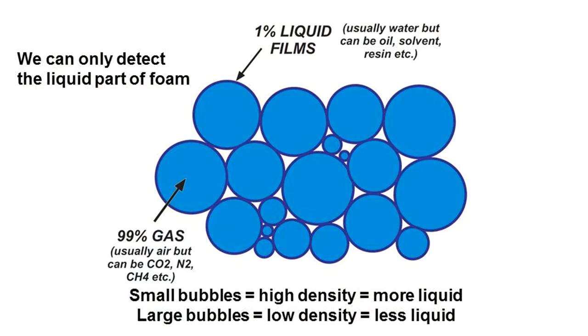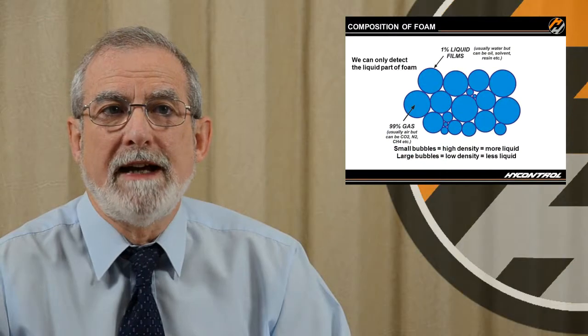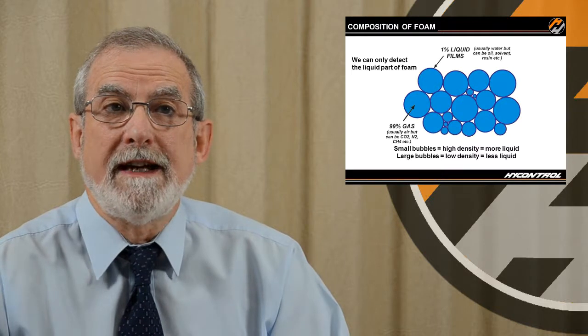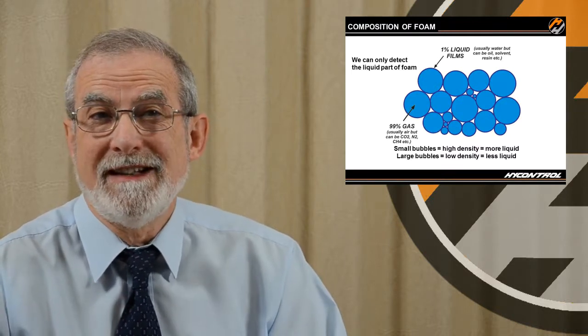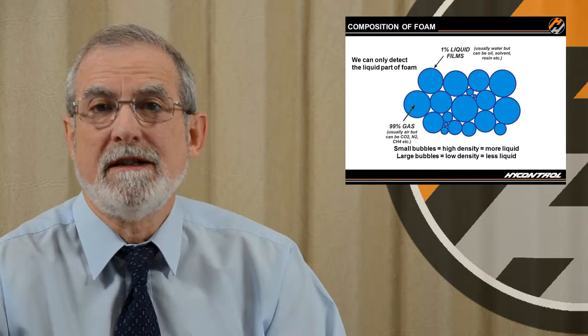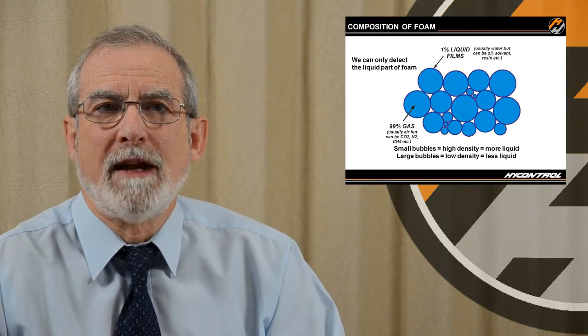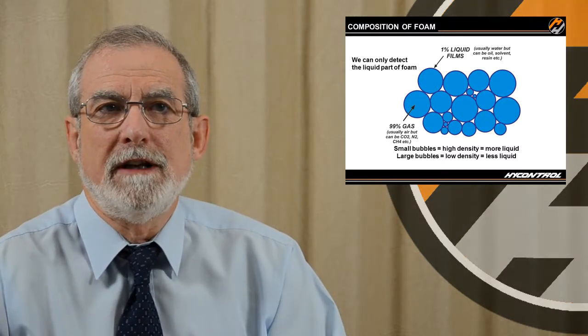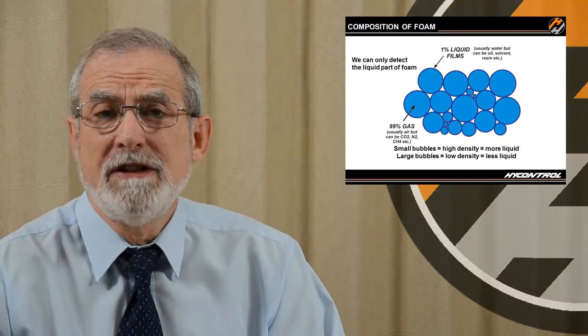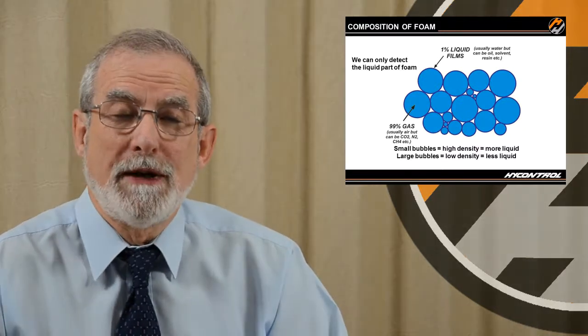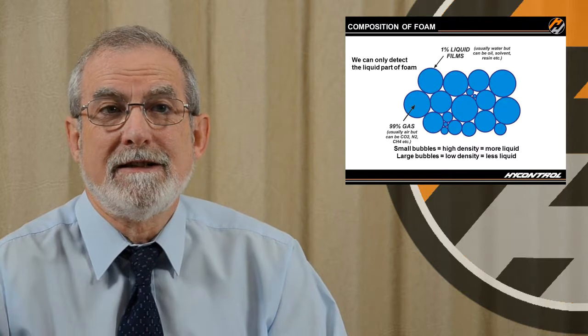So if we look at the composition of foam, foam is made mostly of gas, usually air, but it could be carbon dioxide or nitrogen or methane or some other gas. It's got a very small amount of liquid in it, which forms thin films around the bubbles of gas. Now, when we detect the foam, we only detect the liquid content, because the gas content in the bubbles is no different in most cases from the gas that's surrounding it. So we detect the liquid part of the foam, and actually there's not very much liquid in there, which makes it quite difficult to detect. It's quite a complex material.